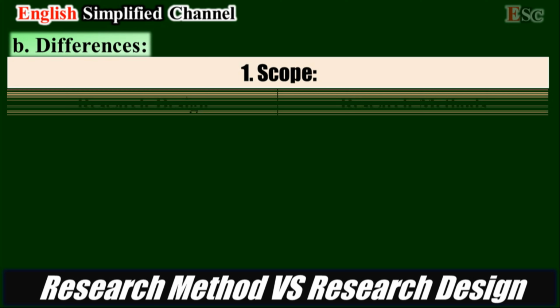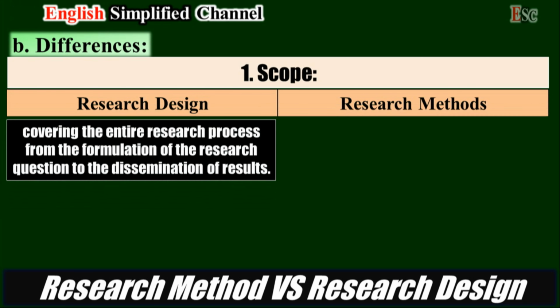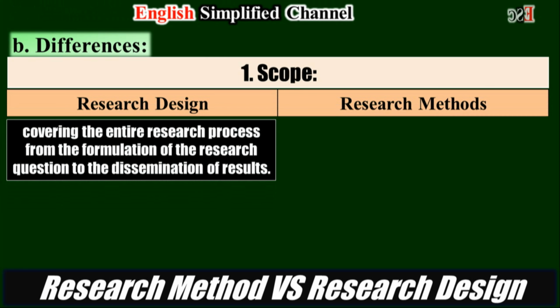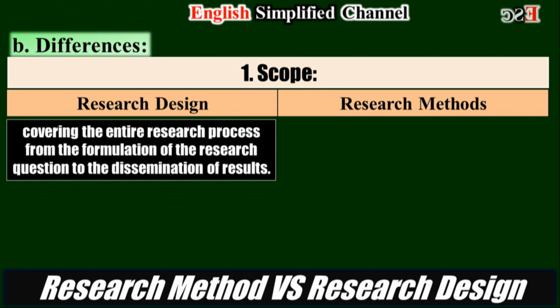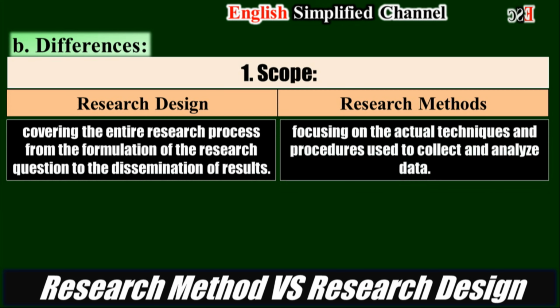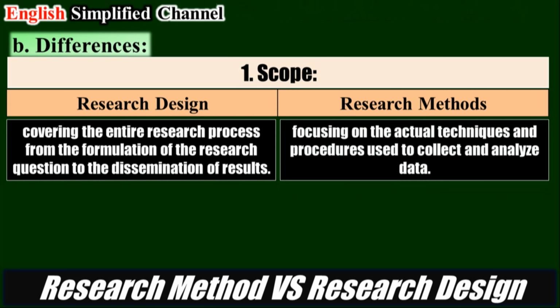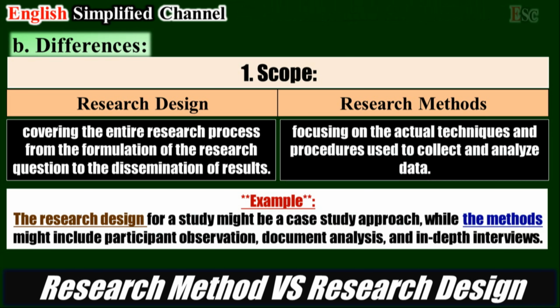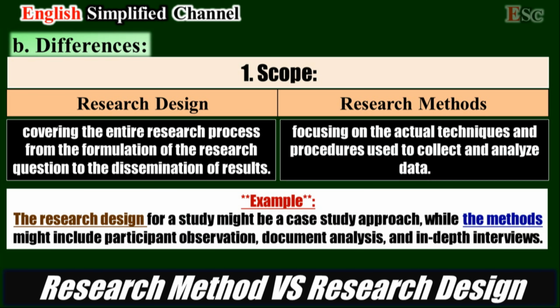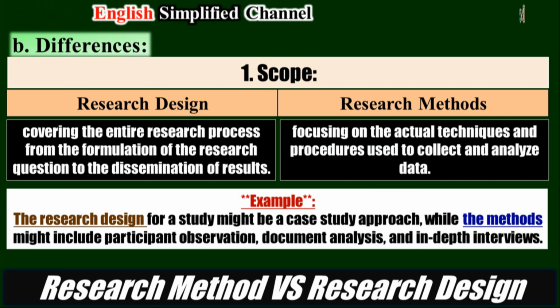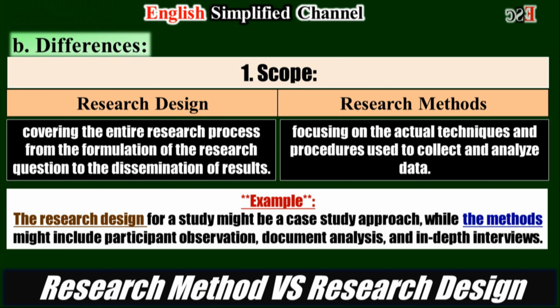Differences. 1. Scope. Research design: broad and comprehensive, covering the entire research process from the formulation of the research question to the dissemination of results. Research methods: specific and detailed, focusing on the actual techniques and procedures used to collect and analyze data. Example: the research design for a study might be a case study approach, while the methods might include participant observation, document analysis, and in-depth interviews.